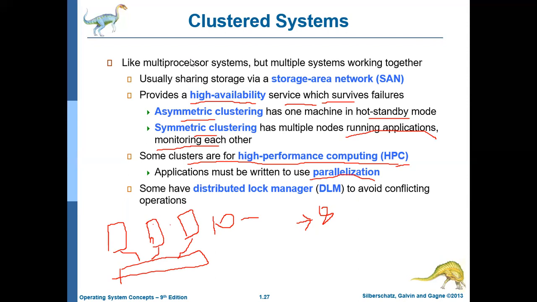Now, say this is node 1, this is node 2, and this is node 3. If node 1 is using the memory, then nobody else should use the memory. So if node 1 is using the memory, then the memory should be locked for node 1.